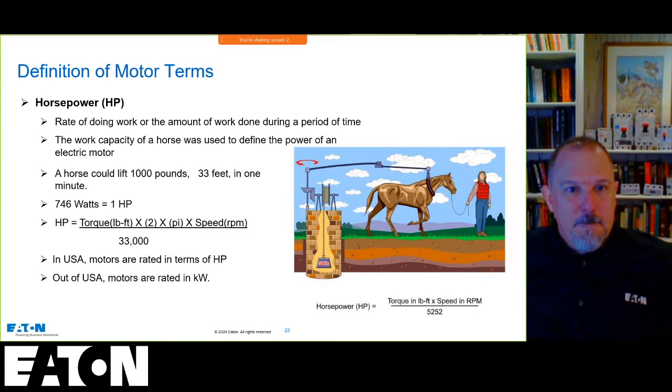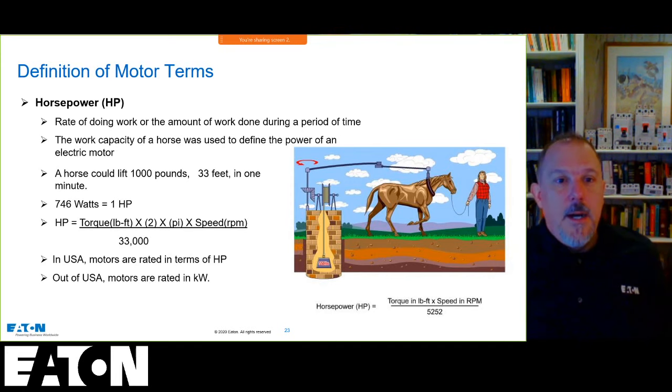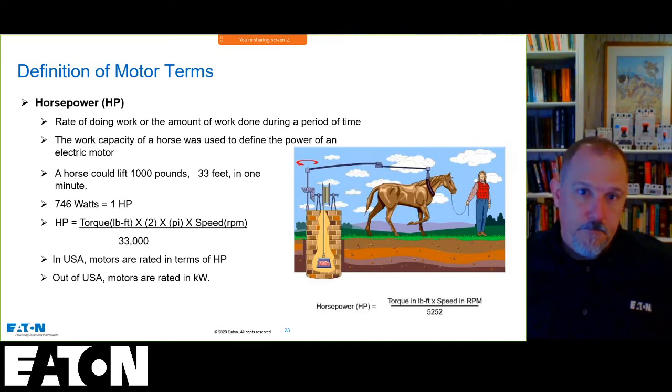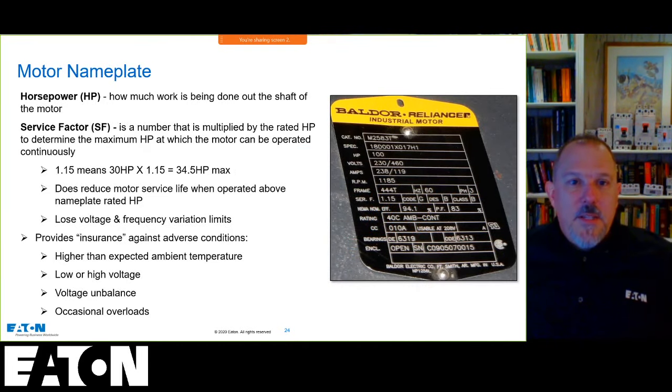giving you the horsepower. So in any case, here in the U.S. we rate motors in terms of horsepower, but outside of the U.S. they rate those in kilowatts. So it's basically how much work is done out of the shaft of the motor. It's not an electrical parameter; it's a physical parameter. A lot of people get that confused.